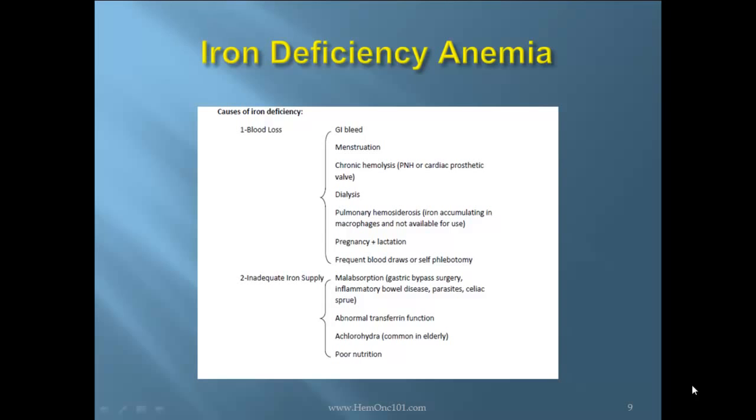The inadequate iron supply would be either from malabsorption, from gastric bypass, inflammatory bowel disease, parasites, celiac sprue, or abnormal transferrin function, or achlorhydria, which is common in the elderly, or poor nutrition.